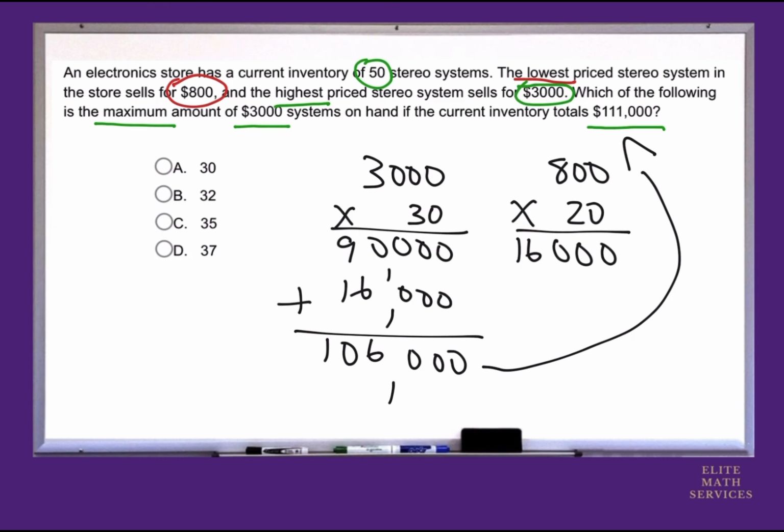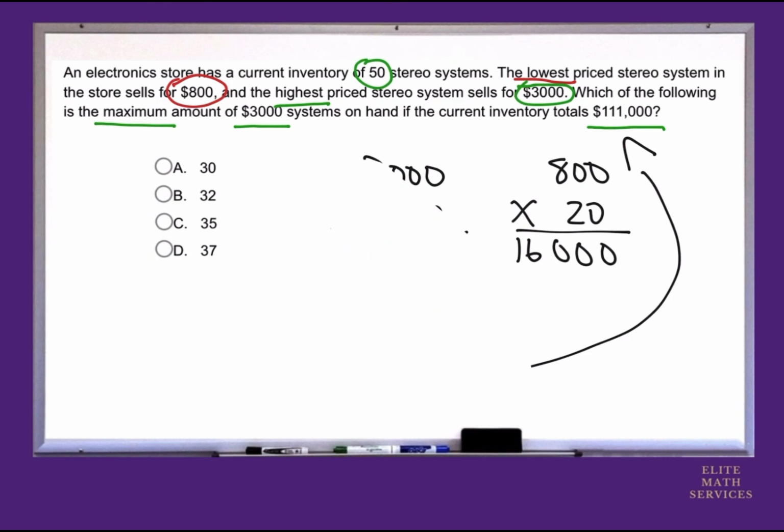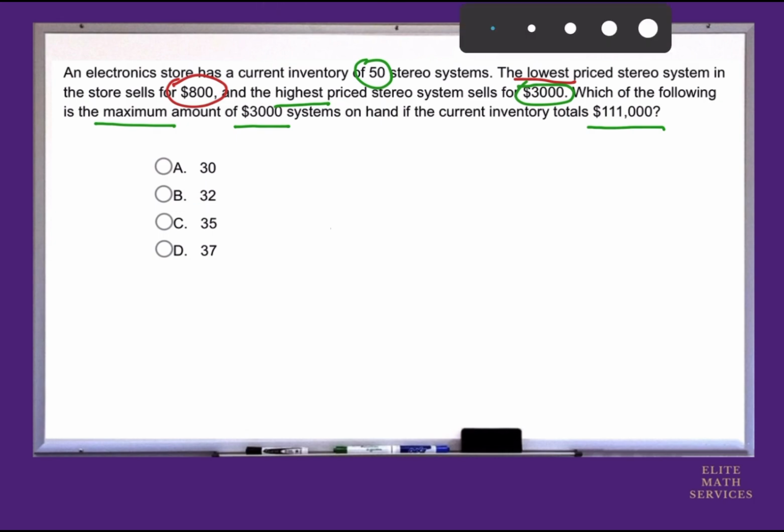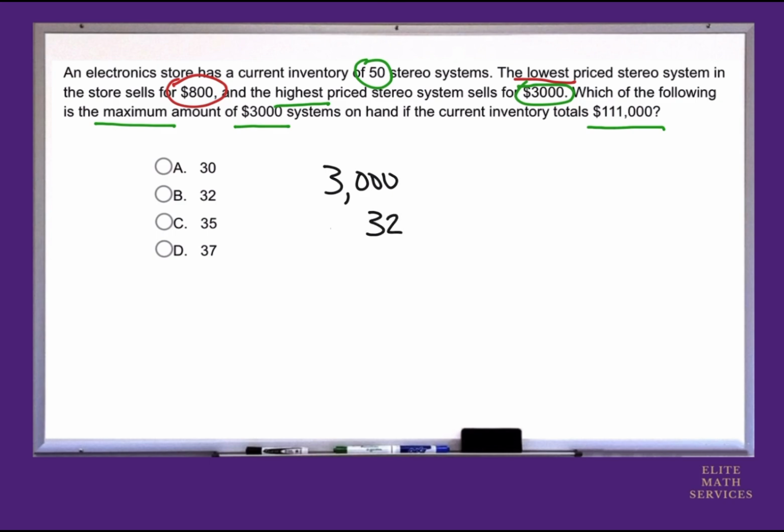Maybe we need to go up just a little bit more because it's about 4,000, 5,000 less than the 111,000 that we have. All right, so then we're going to go ahead and we're going to do 32. And so we do 32 times the 800. I'm sorry, 32 times the 3,000, which is the highest price system. And that's going to give us a total of 96,000. Then we subtract the 32 from the 50.